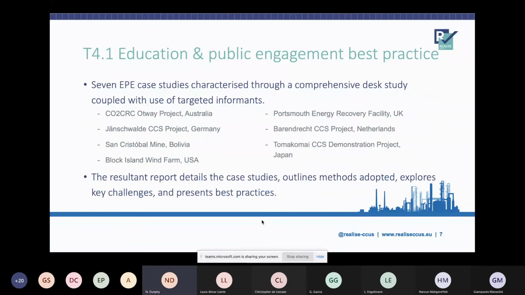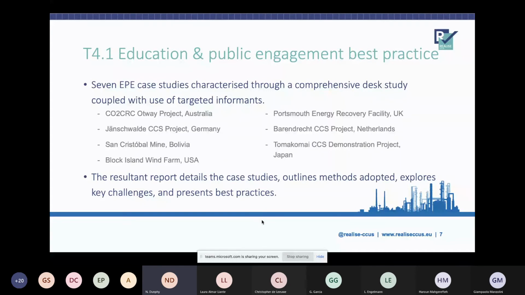So we characterise 7 case studies of education and public engagement through a comprehensive desk study coupled with the use of targeted informants. In this respect, actually, COVID-19 came in quite handy because many informants were more readily available to speak with us and to spend time, to share their expertise and their experience with us.